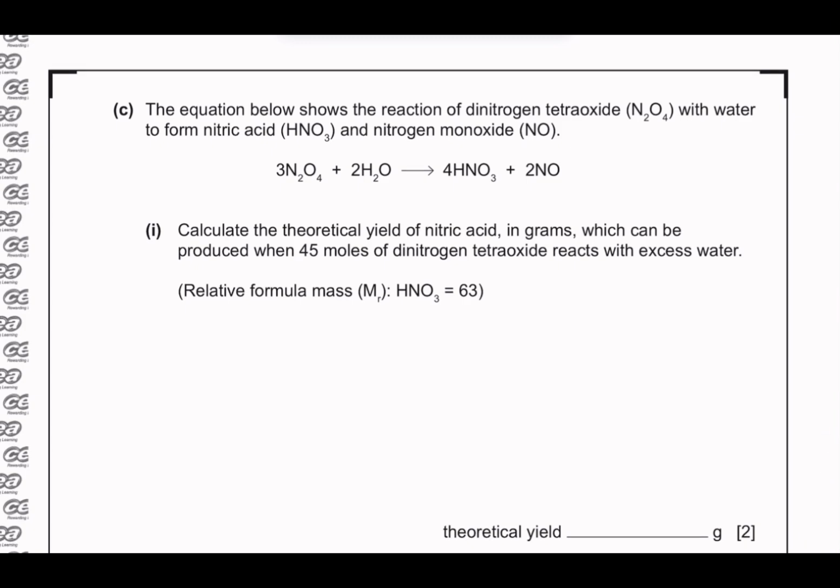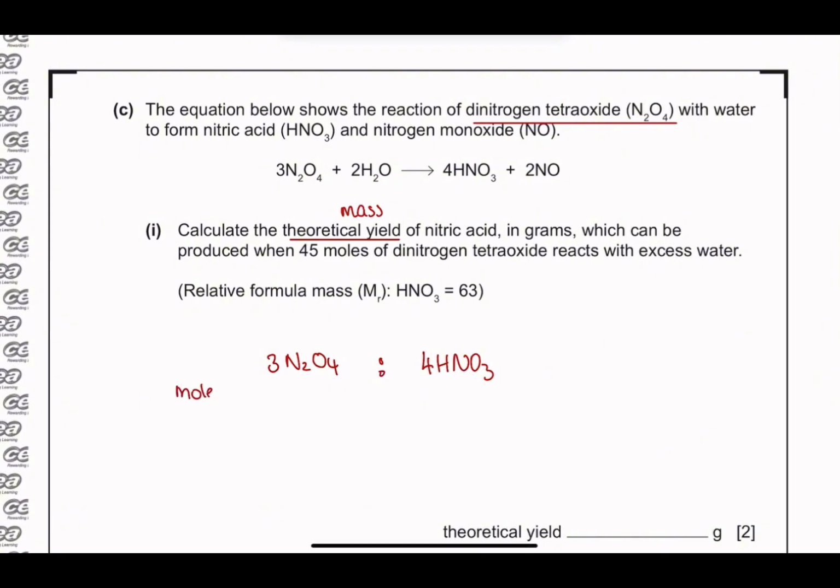Equation below, reaction of dinitrogen tetroxide. Calculate the theoretical yield. So this is just basically a way of saying calculate the mass of nitric acid. So that's your 4HNO3. What you will do is you'll first of all work out what dinitrogen tetroxide is. You never heard of that before, but it tells you in the question, so all the information is there, and the ratio of it to your nitric acid.